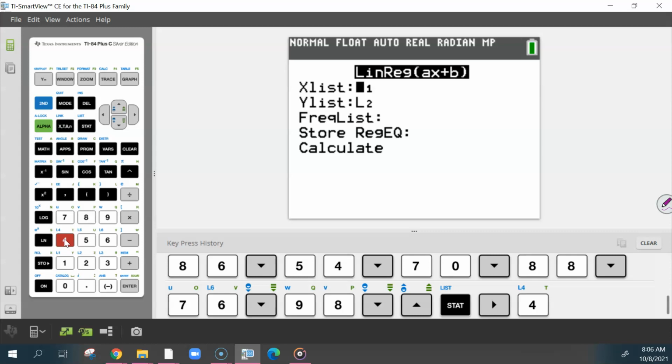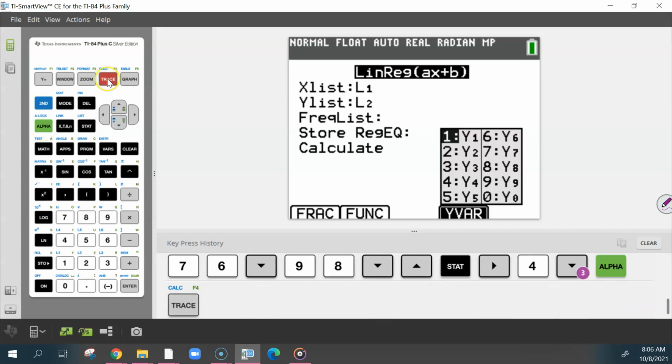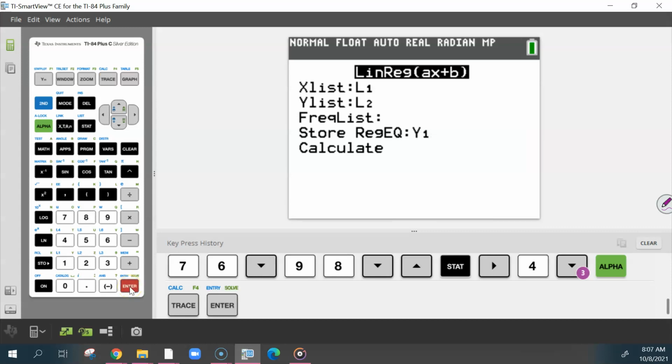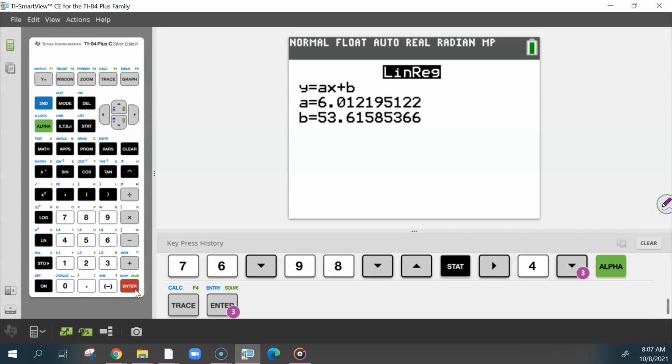We also want to store this in our Y equals. So go down to Store Regression Equation is what that stands for. Hit Alpha Trace. And these are all the different places you can store it. It doesn't really matter where. I just always put it in the first one. You can hit Enter or 1. And then you're going to calculate it. So hit Enter again, and one more time. And you should get something that looks like this.